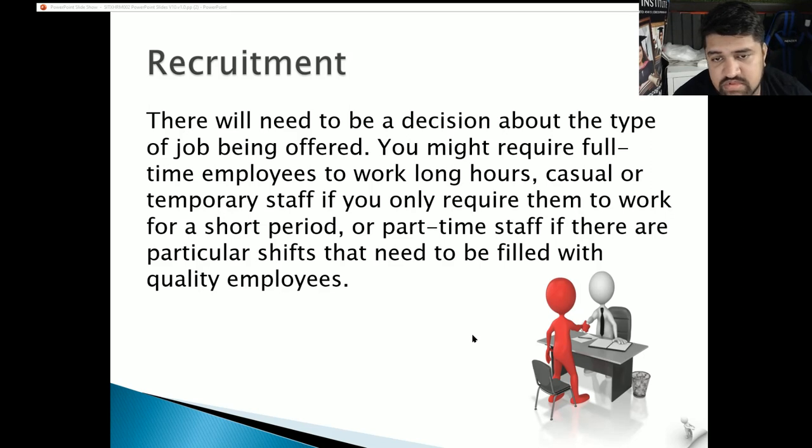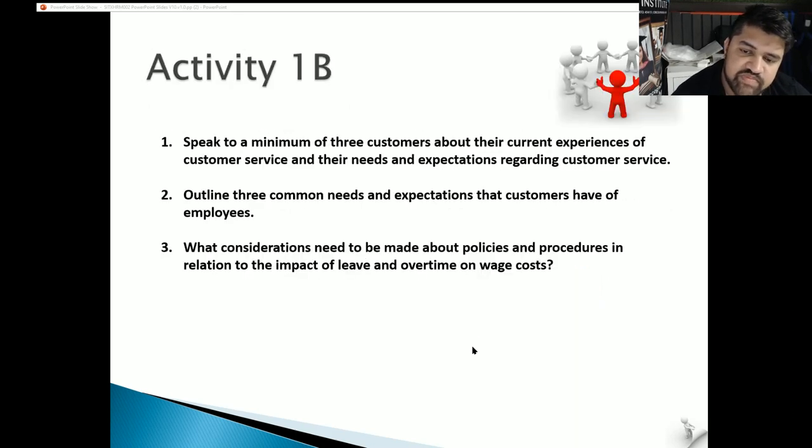Recruitment. There will need to be a decision made about the type of job being offered. You might require full-time employees to work long hours, casual or temporary staff if you only require them to work for a short period, or part-time staff if there are particular shifts that need to be filled with quality employees.